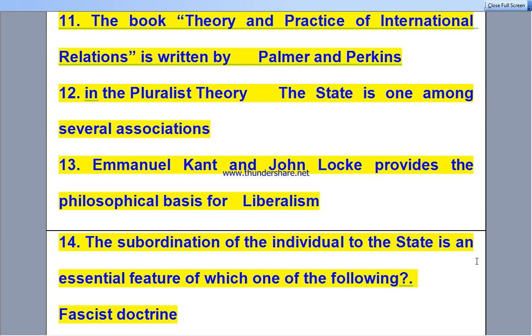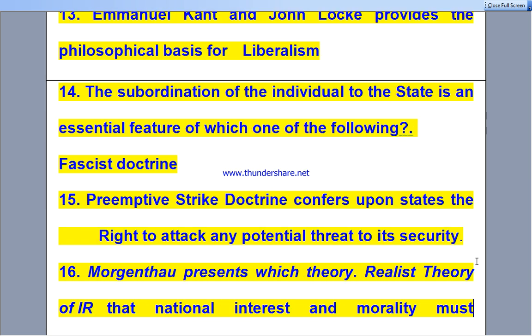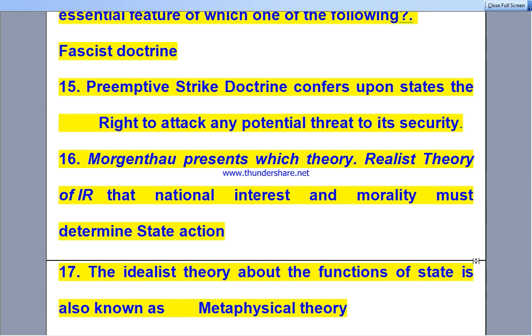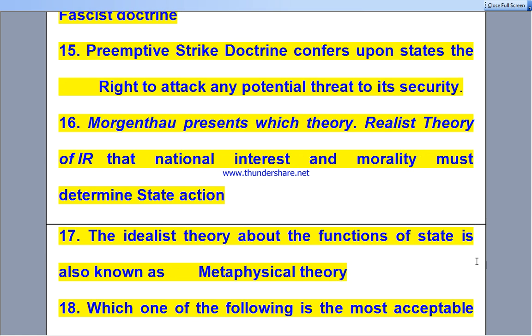Number 14, the subordination of the individual to the state is an essential feature of which one of the following: fascist doctrine. It was prevalent in Italy. Or dictatorial states. Number 15, preemptive strike doctrine confers upon state the right to attack any potential threat to its security.